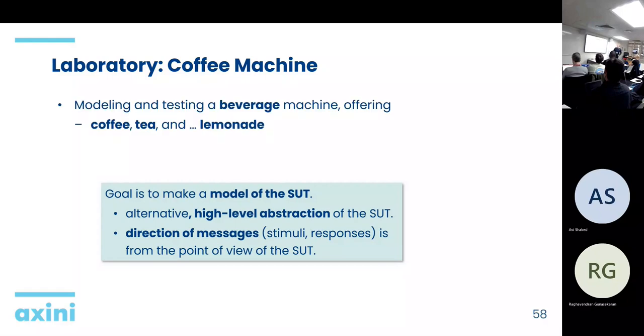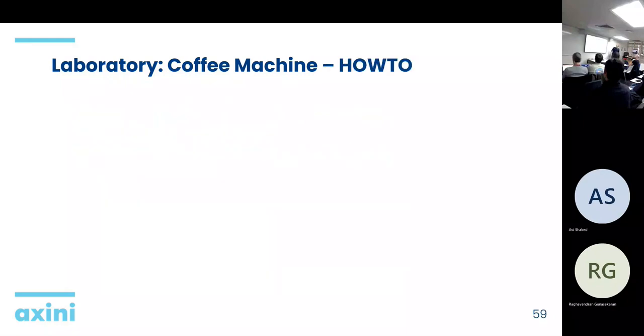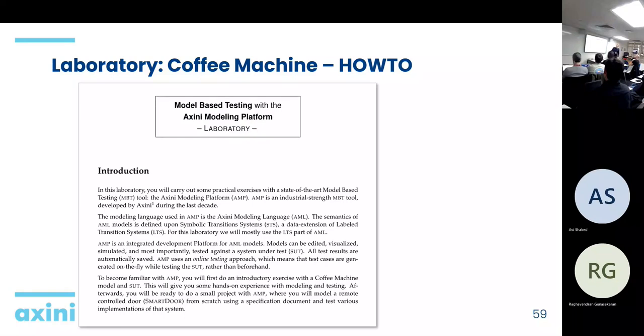So it's not really a coffee machine, it's more like a beverage machine. It has coffee, tea, and lemonade. The coffee we will give you, so that's the starting point, so you don't have to start from scratch, but the rest you have to do yourself. So there's a how-to. Most people don't read it. You don't need to read it, but if you're more like the reading kind of person, read up. There also is a smart door in it, but you can ignore that text.